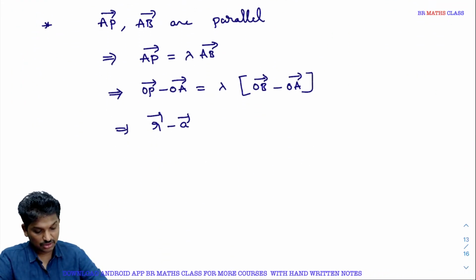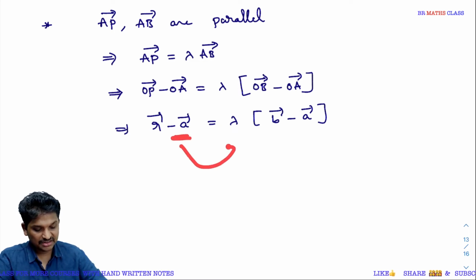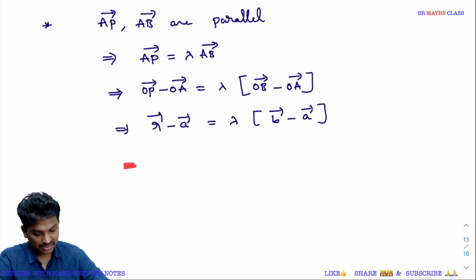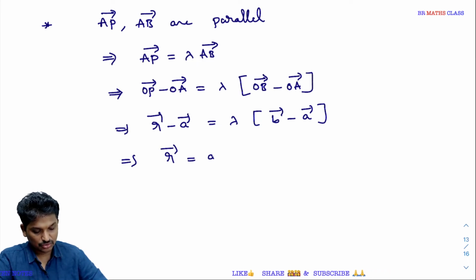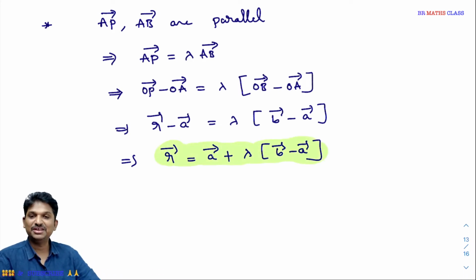Equal to lambda times of OB bar is what? OB bar is B bar. OA bar is A bar. Now you take this minus A bar to the right hand side part. What you will get? You will get that R bar equal to A bar plus lambda times of B bar minus A bar. Right? What is this? R bar equal to A bar plus lambda times of B bar minus A bar.